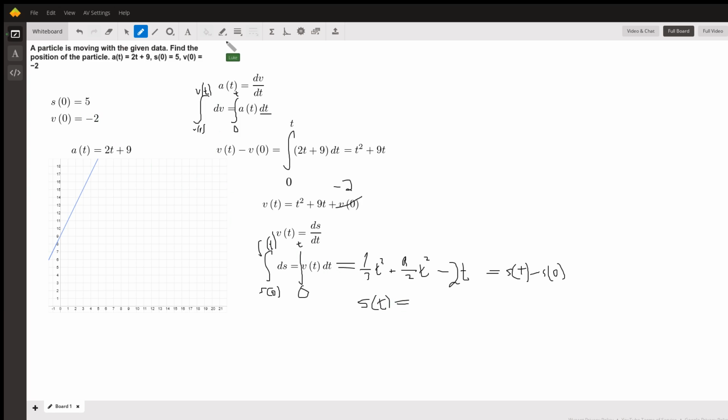We can say that our s of t is equal to 1/3 t cubed plus 9/2 t squared minus 2t plus 5. Now, I did leave out that you'd have to evaluate this one on the bounds 0 to t, just like the last time. The last time, if you evaluate it, it will go out that way.